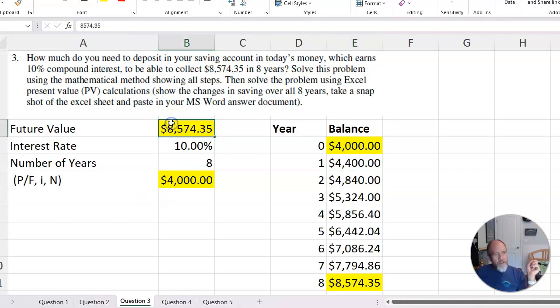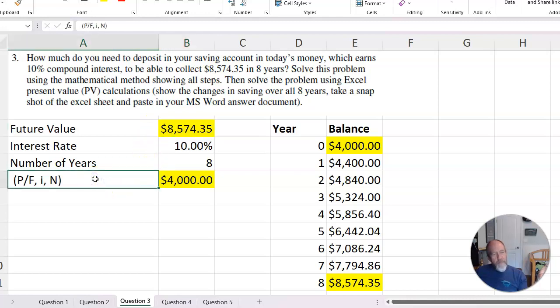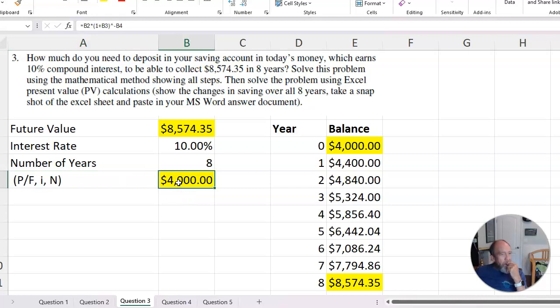If your future value, they're telling you how much you're going to collect in 8 years, is $8,574.35, this is going to be a calculation of present value over the future value at that interest rate and number of years. That's, again, not tremendously difficult. You can either divide by 1 plus the interest rate to the number of years, or you can multiply by 1 plus the interest rate to the negative number of years. It's the same thing mathematically, and you're going to come out with $4,000.